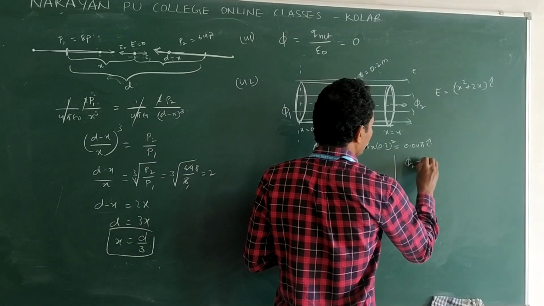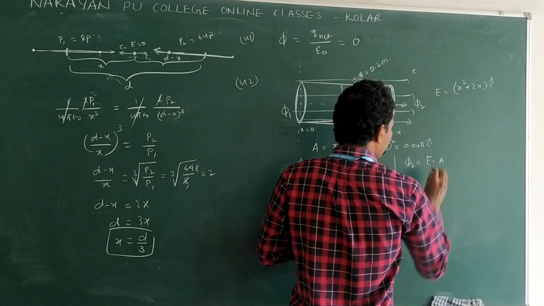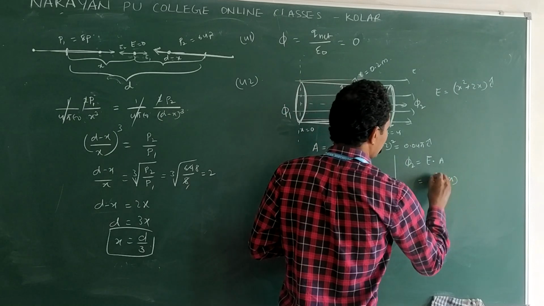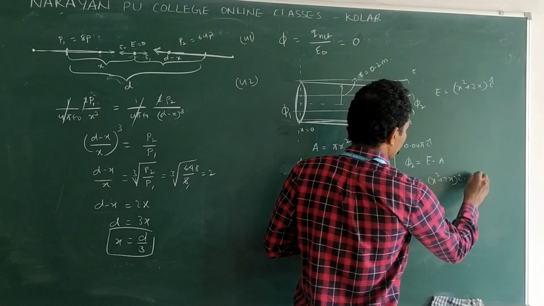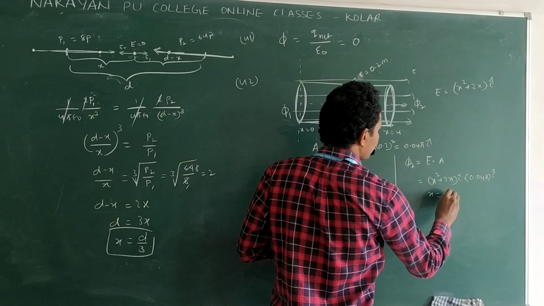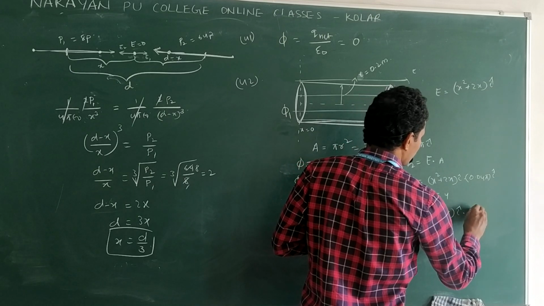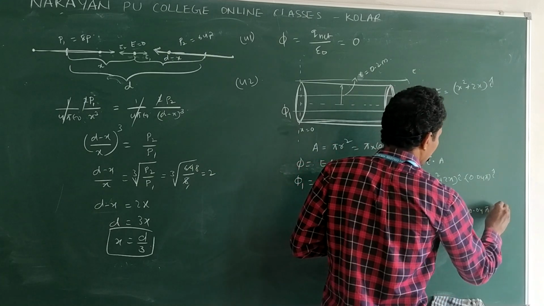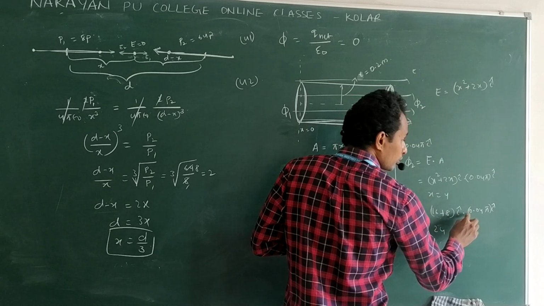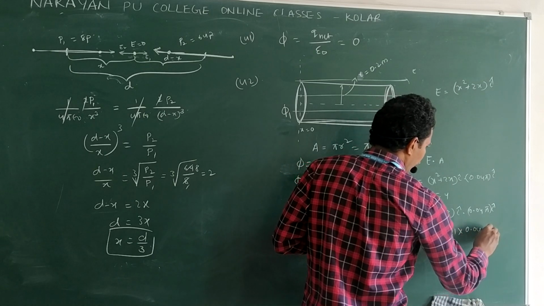Now flux is leaving. Phi 2 is equal to, how do we write? E into A, E dot A. Clear? What is that here? X square plus 2x I cap dot 0.04 pi I cap. What is the x value here? It is 4. Then this is 16 plus 8 I cap dot 0.04 pi I cap. Then this is 24. In dot product I dot I we will have a 1 into 0.04 pi.